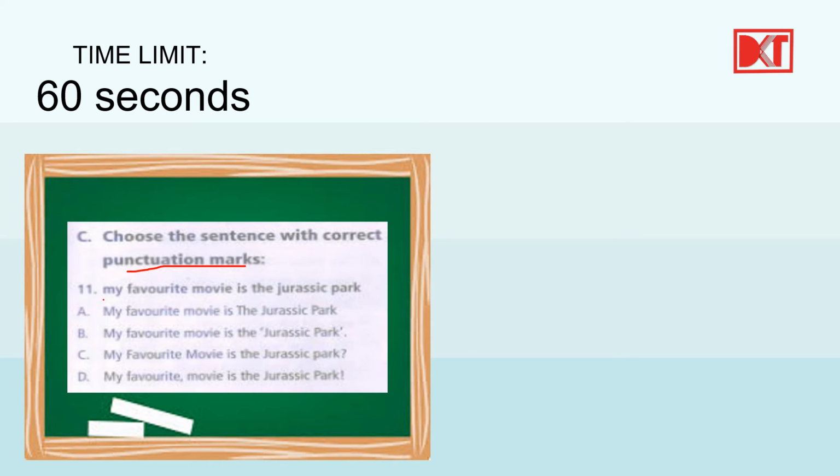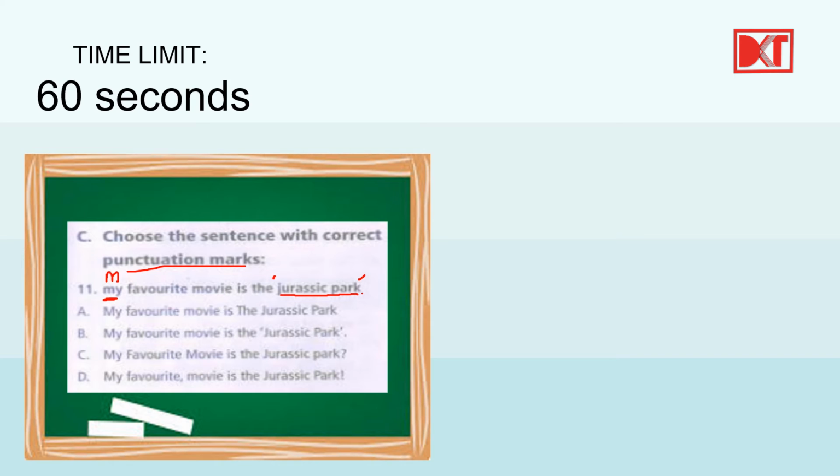Okay, so we start with "my." My is the first word of the sentence. It is supposed to start with a capital letter. So, M capital. My favorite movie is the Jurassic Park. Now, Jurassic Park is the title of a movie, and for referring to certain titles, certain words, what do we use? Quotation marks. So here, opening and closing. Then at the end, we use a full stop.